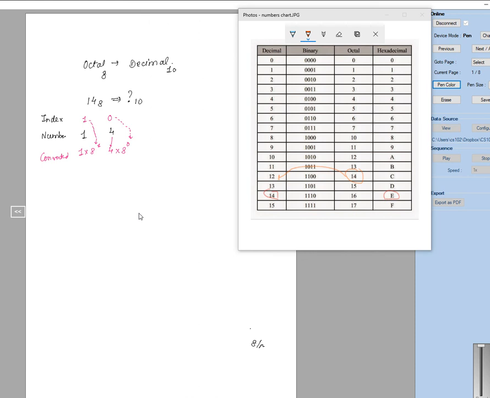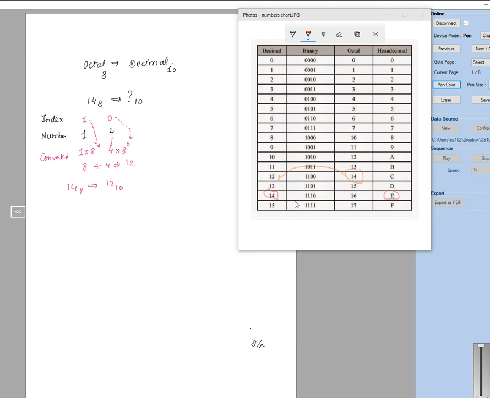Since the number is in octal, we multiply by 8. If the number is decimal, we multiply by 10, right? So what is this? 1 into 8 raised to 1 is 8, plus 4 into 8 raised to 0, and 8 raised to 0 is 1, so 8 plus 4 is equal to 12. So 14 of base 8 is equal to 12 of base 10, which we can see from the figure also.